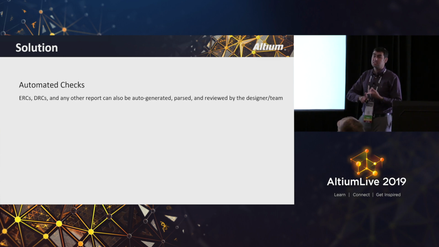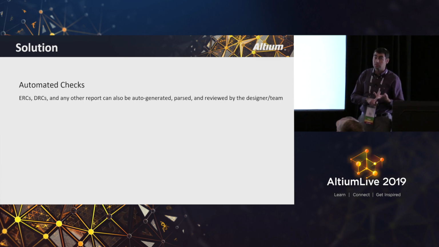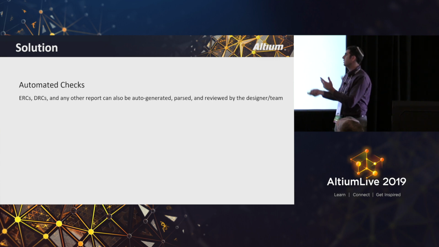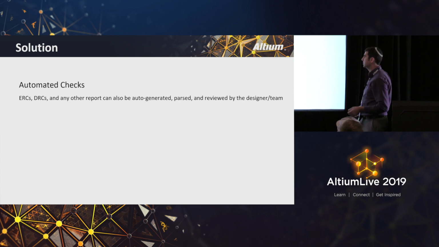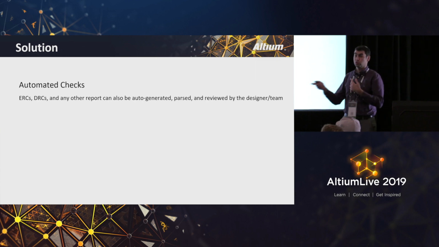So the ERCs can generate an HTML report, which then you can go and parse and write Python scripts. The DRCs, you can do the same thing. You can parse that with your favorite language if you want to use Ada or Tcl or whatever you want. We happen to like Python just because of all the framework and all the bundled stuff that come with the language. But you can go in there and check all of that and then review it with the team, or your team can check it.